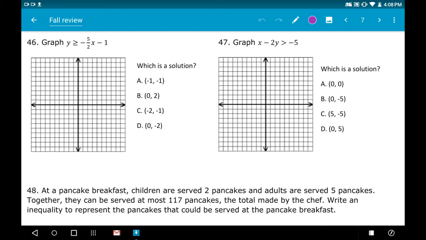Now we have graphing inequalities, which is basically the same thing as graphing equations, except we have to shade. So for this first one, we know that our slope is going to be -5/2, and our intercept is -1. So first I graph my intercept on the y-axis. Then my slope is -5/2, so that means I go down 5, right 2, or up 5, left 2.